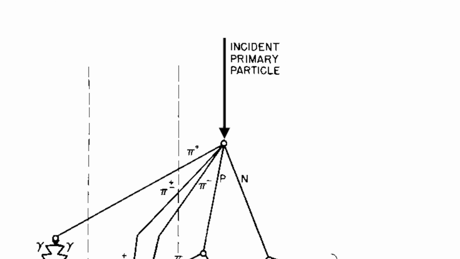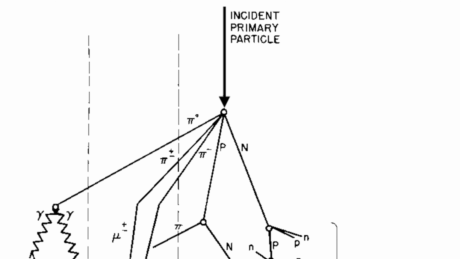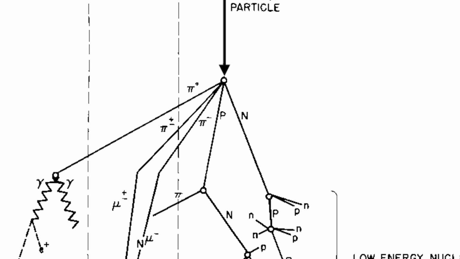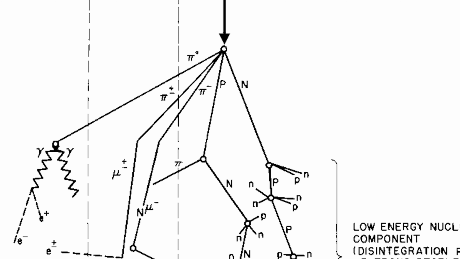When a single event upset is caused by a cosmic ray, the particle involved in the interaction is usually not the cosmic ray itself.